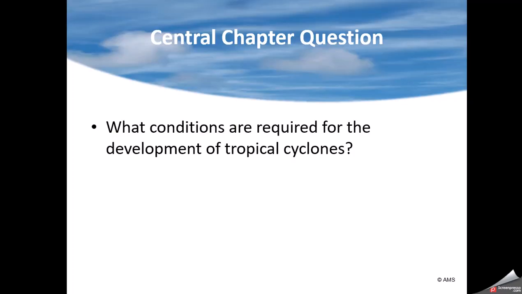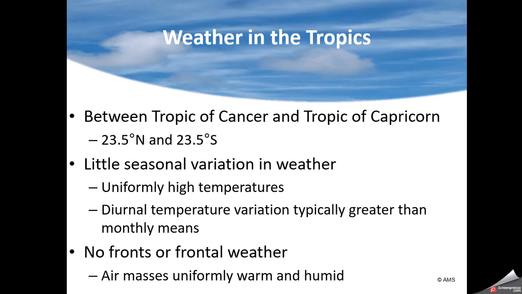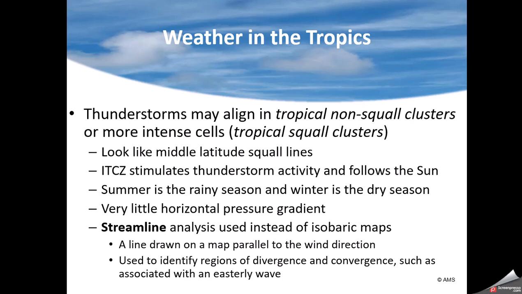So, what are the conditions for the development of a tropical cyclone? Well, almost what we consider tropics is basically between the Tropic of Capricorn and the Tropic of Cancer, 23.5 degrees north, 23.5 degrees south. In this area, fronts don't pass, so there's not a lot of temperature variation, and the diurnal temperatures don't really vary a whole lot. There might actually be more variation in diurnal temperatures, though, compared to the monthly means. So basically, it's a uniform air mass.